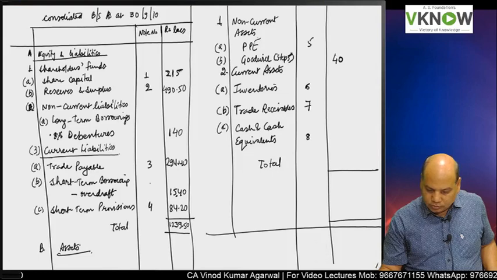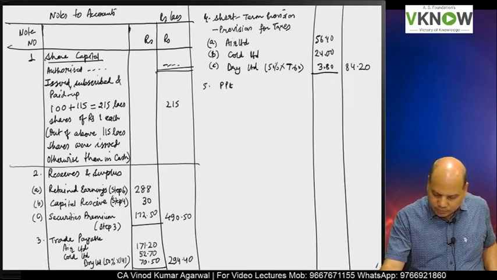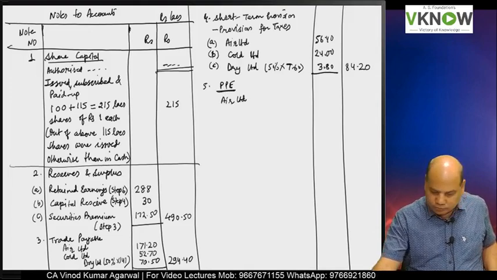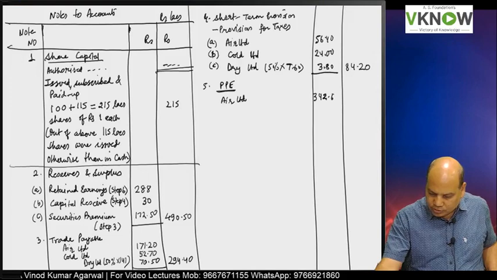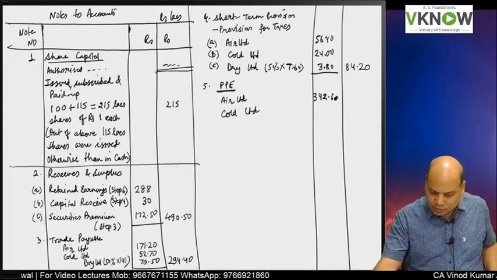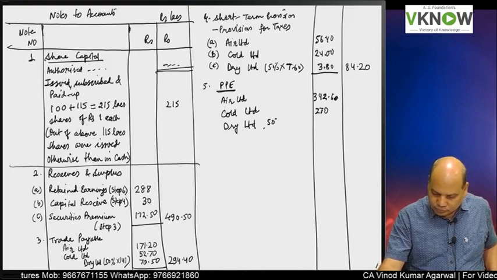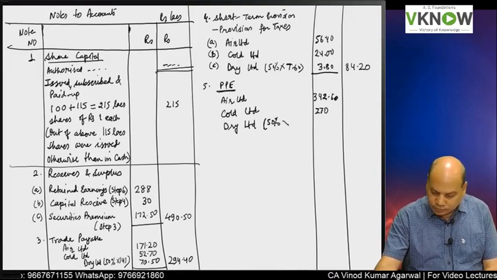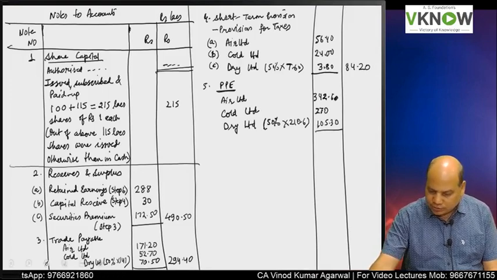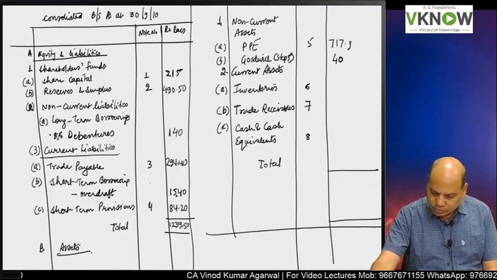Now we'll come to note number 5, PPE. Under PPE write down Air Limited full 342.6, Cold Limited full 270, Dry Limited half. Dry Limited is joint venture, 50% of 210.60, 105.30. The total is 717.90.